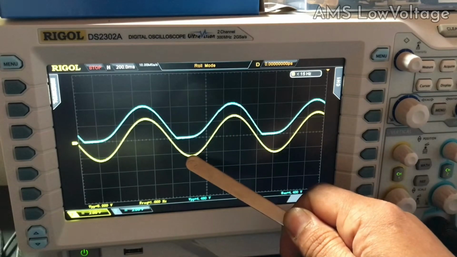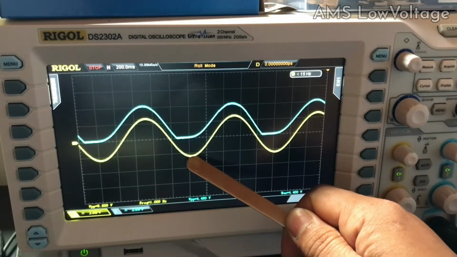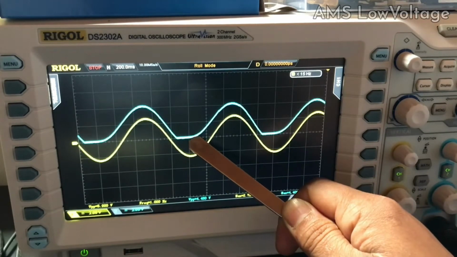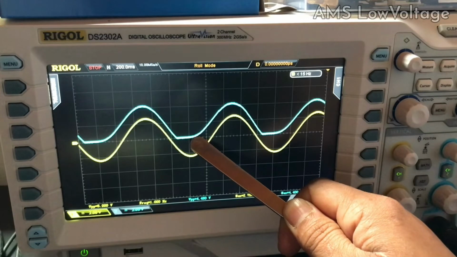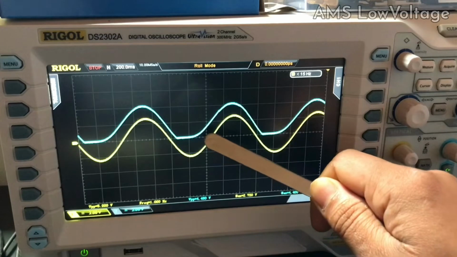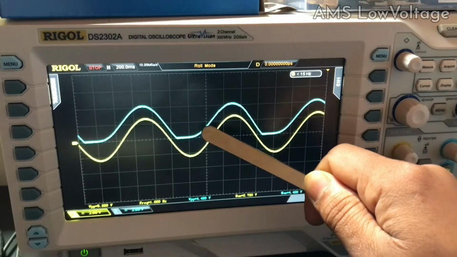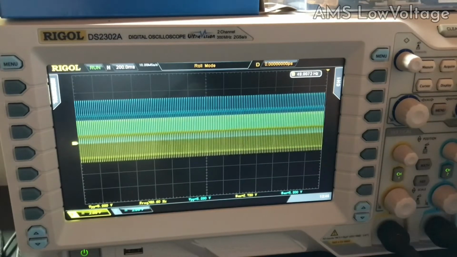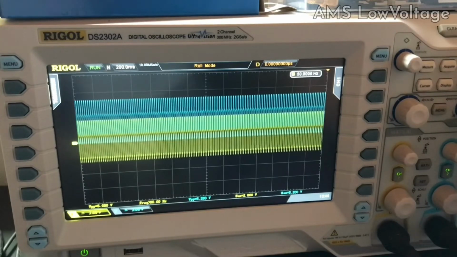So the input signal starts rising up from the negative peak to the positive peak, but the output signal from the capacitor just starts rising from 0 voltage to the positive peak. That is why there is a difference between the input signal and the output signal. Let's see, if I increase the frequency more, to 50 Hz, you see there is a very big difference.